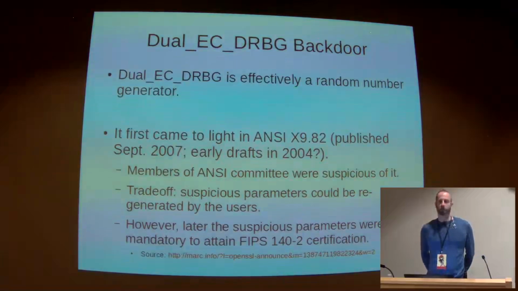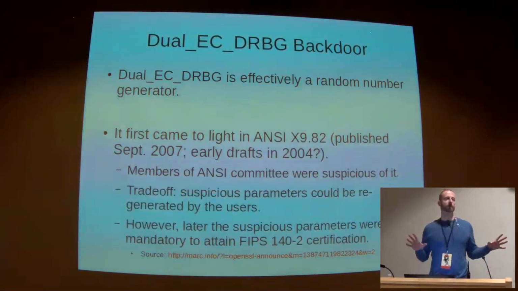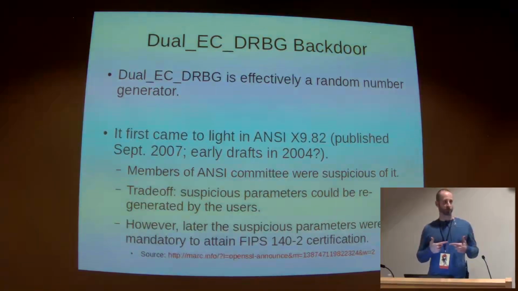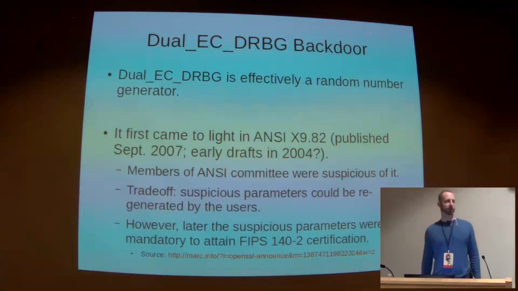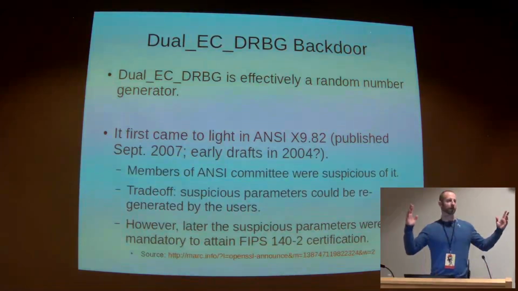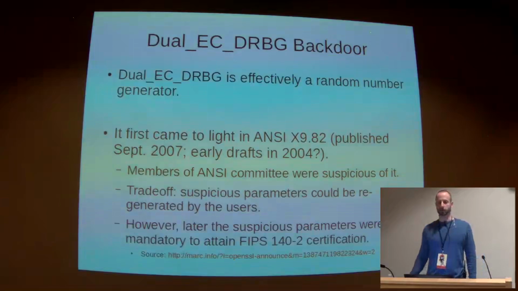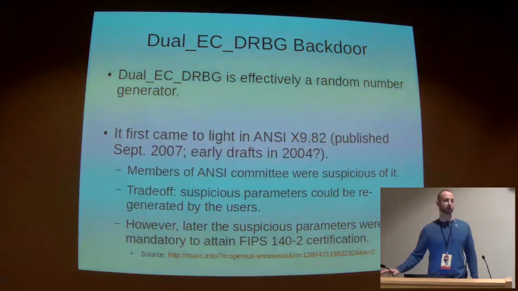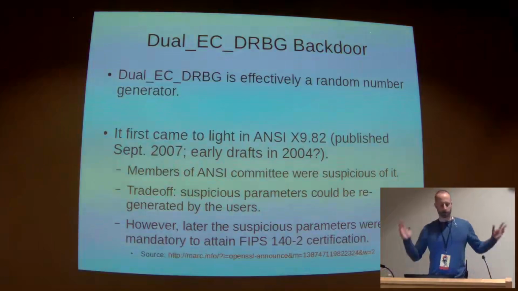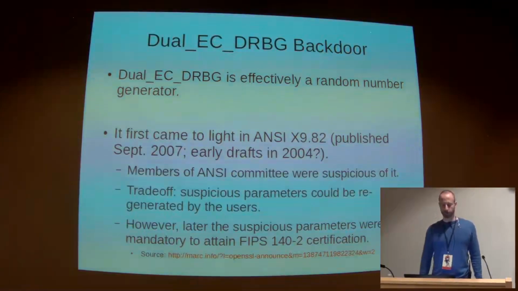The members of the ANSI committee, right off the bat, were very suspicious. What they noticed was that this random number generator had these two parameters to it. And if there was a known relation between these two parameters, you'd be able to predict all future output. You'd need some small sample of the random number generator, and then you can exploit it by knowing the relation between two of these parameters, and boom, you now have all the output. It's a fatal flaw for any kind of cryptographic random number generator. So right off the bat, the ANSI committee was very suspicious of it.